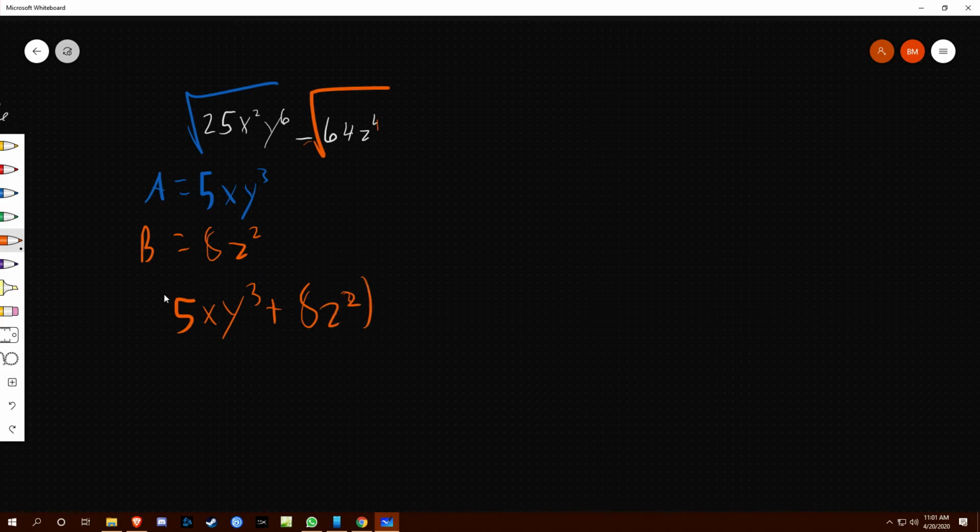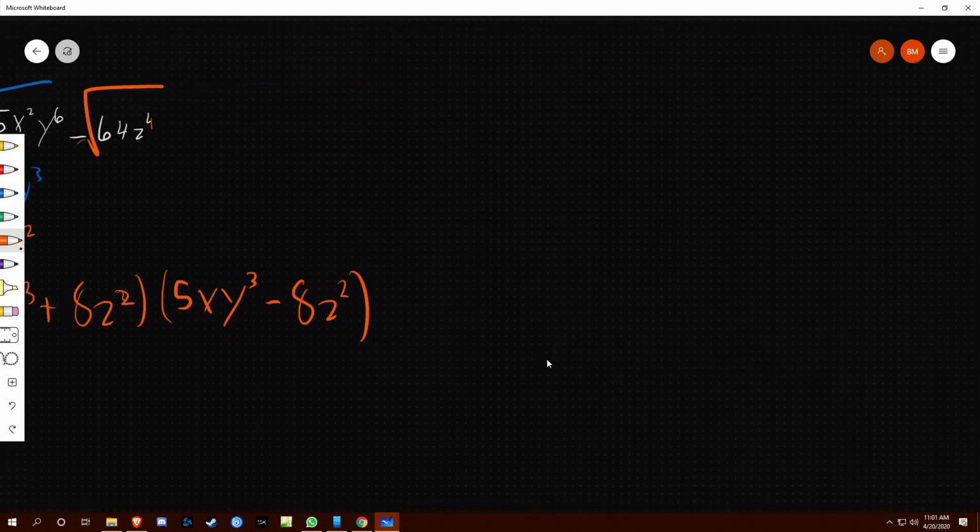So even this one, which was kind of ugly and kind of complicated, it's still the same idea. I take the square root of the first piece in front of the minus sign, and I take the square root of the second piece. I have my a and my b, and I can identify it.